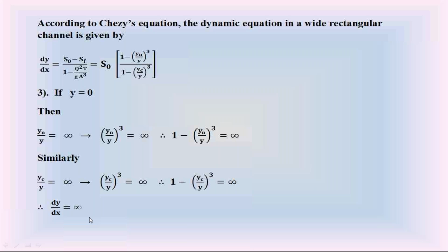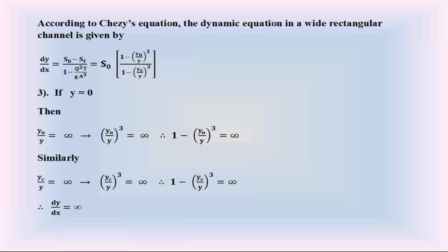So please note down the slope dy by dx for these three conditions. What is the slope dy by dx? At y is equal to yn, it is 0. Whereas at y is equal to yc, the slope dy by dx is infinity. At y is equal to 0, the slope dy by dx is also infinity.